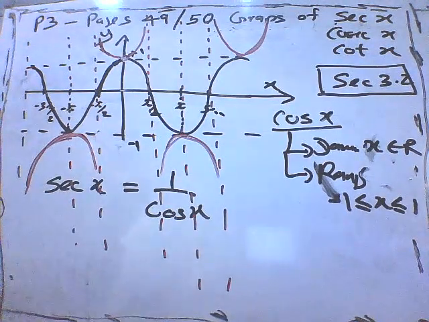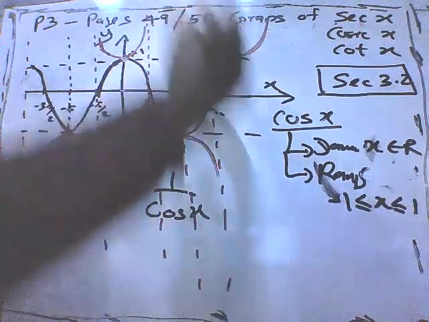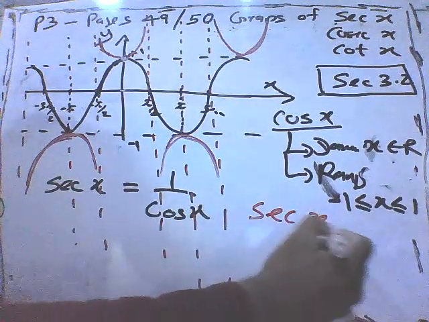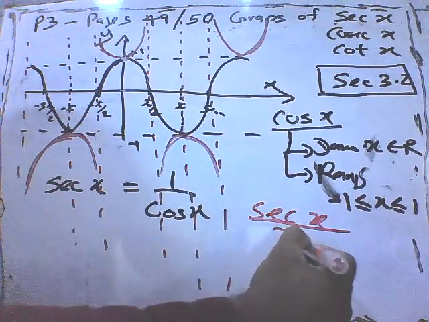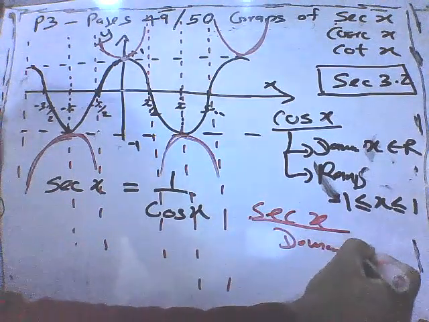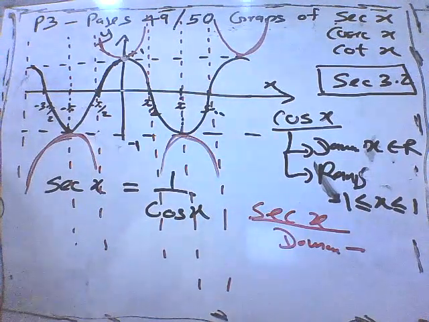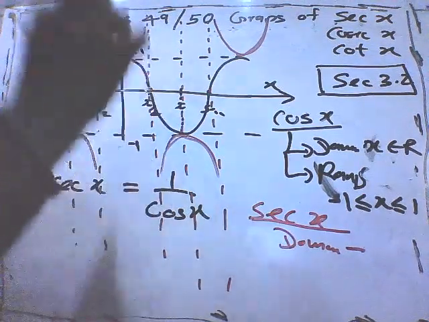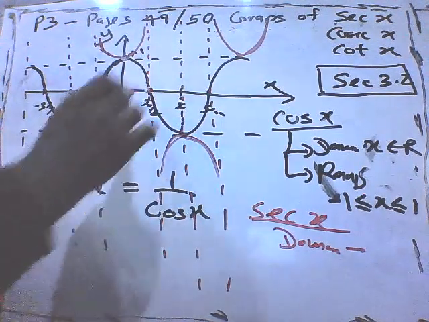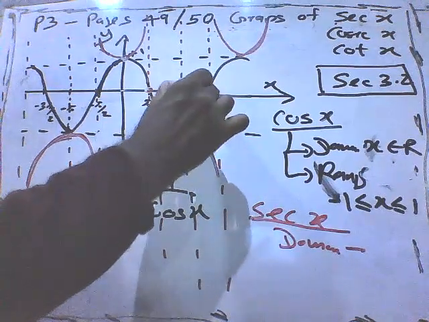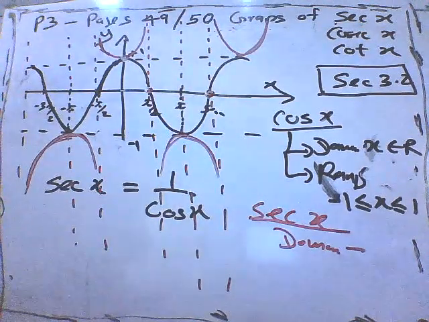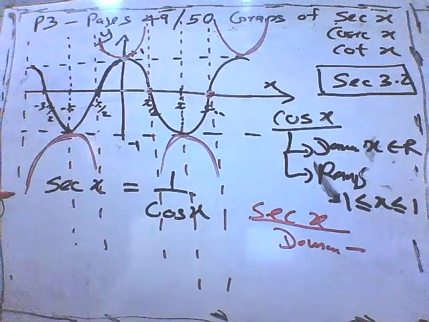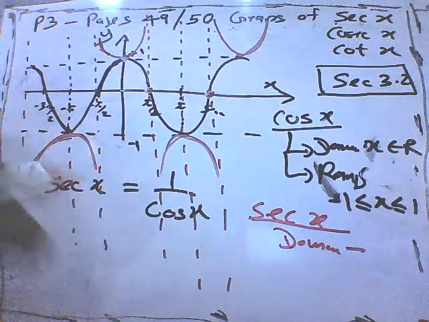So if we take the sec x, right, what would be the domain? Can x have any value? No, we are in trouble. We can't have pi over 2, right, and we can't have 3 pi over 2, right? So odd multiples of pi over 2, we can't have them, right?